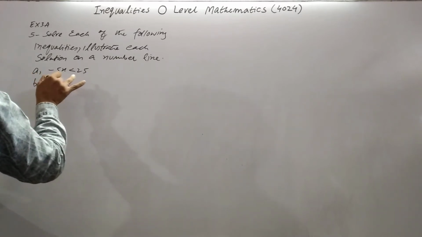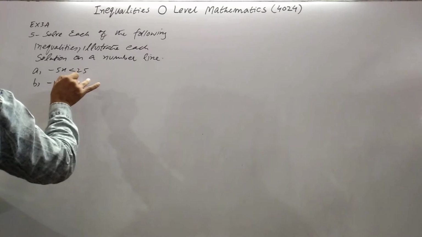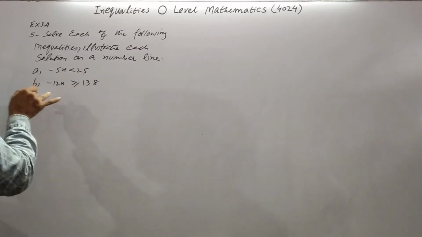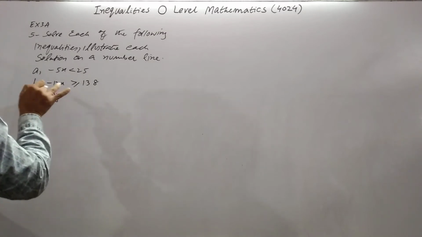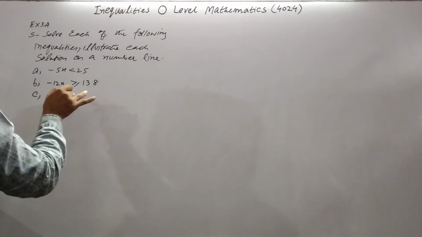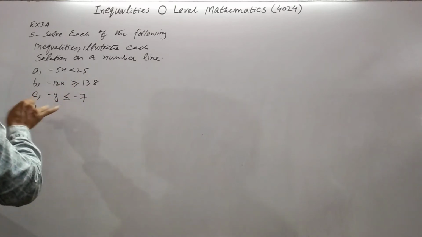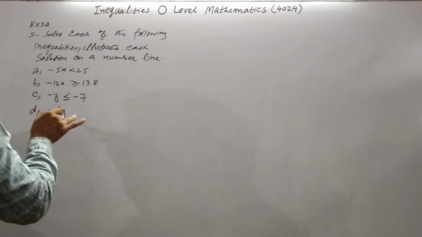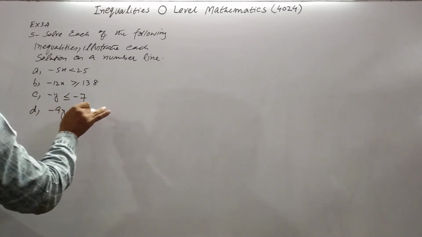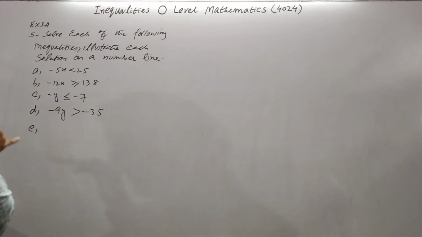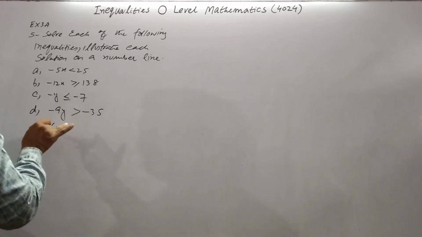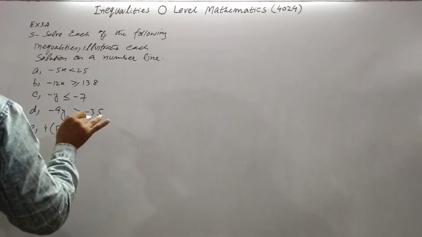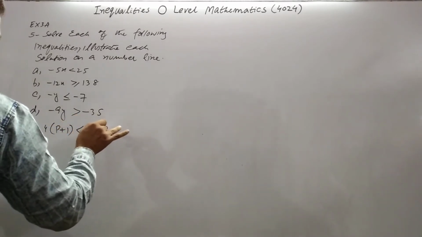Part B, minus 12x greater than or equal to 138. Part C, minus y less than or equal to minus 7. Part D, minus 9y greater than minus 35. Part E, 4 into P plus 1 less than minus 3 into P minus 4.